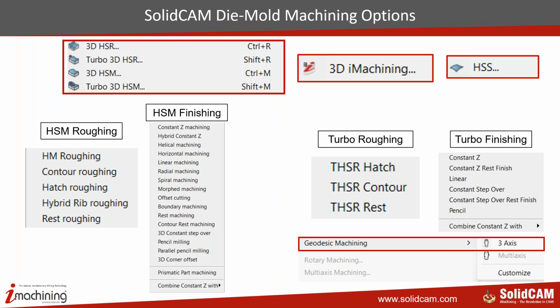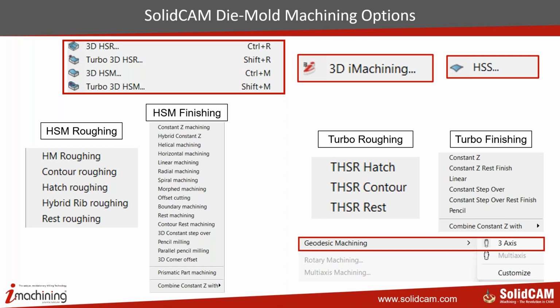So this entire thing completes the offering that we have for machining any 3D part, whether it's a die, whether it's a mold, whether it's a pattern, whether it's a die casting die or simple aerospace structures that need 3D machining. So these are the options that are available inside SolidCAM for machining any kind of 3D parts.